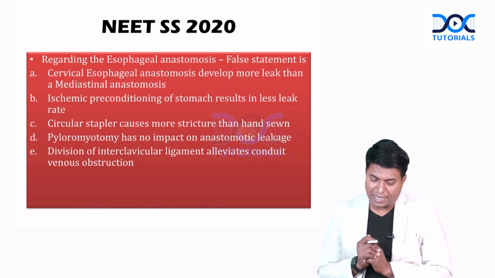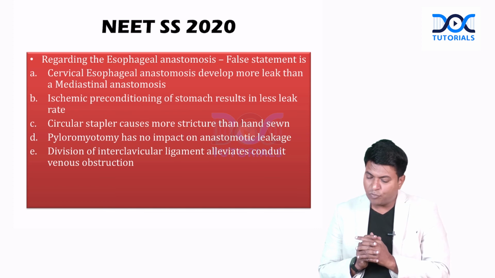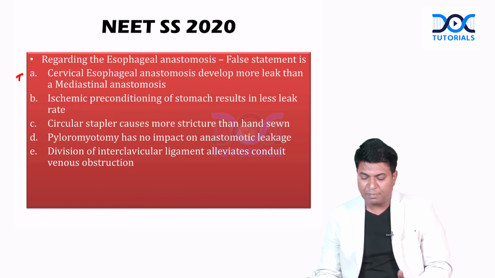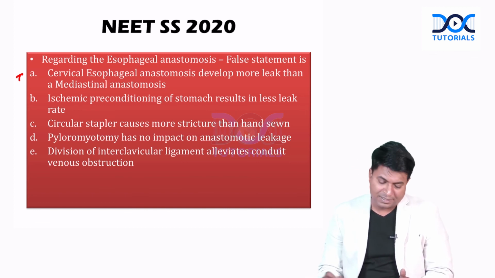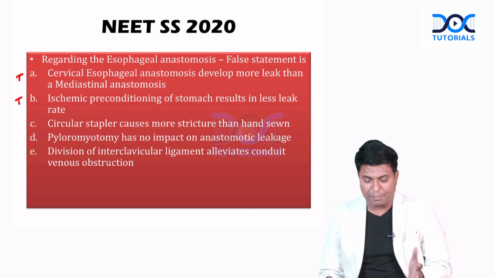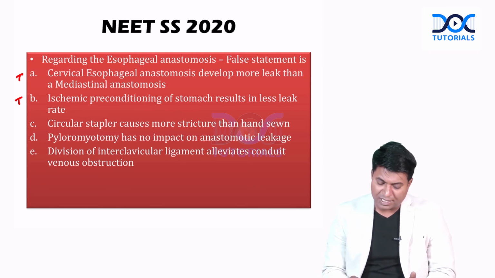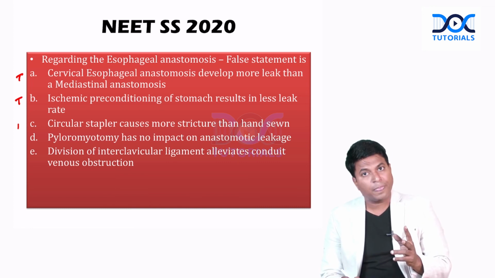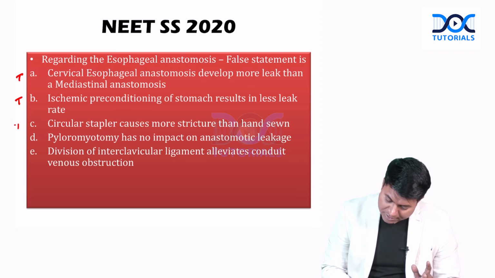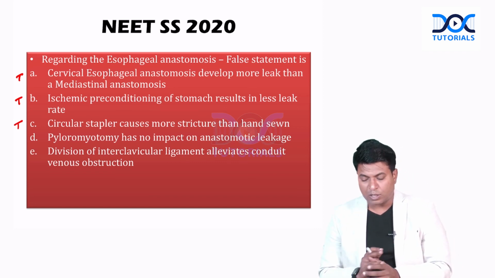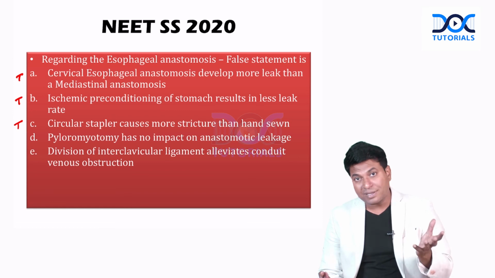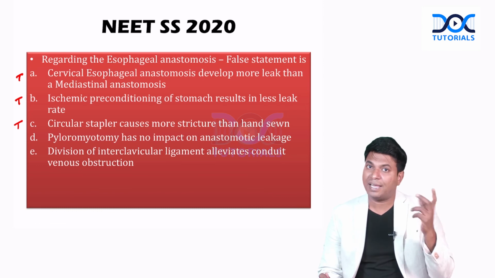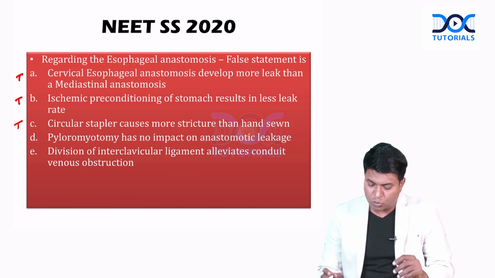Regarding the cervical esophageal anastomosis, what is the false statement? Cervical esophageal anastomosis develops more leak than a mediastinal anastomosis. No doubt it is true. Ischemic preconditioning of stomach results in less leak rate. Yes, according to animal models, it is true. Let us keep it true. Circular stapler causes more stricture than Hansuan. If it is a double layer Hansuan, it is going to cause more stricture. But if it is single layer Hansuan, then the circular stapler causes more stricture. Double layer Hansuan has more stricture rate than circular stapler. Let us consider this true.